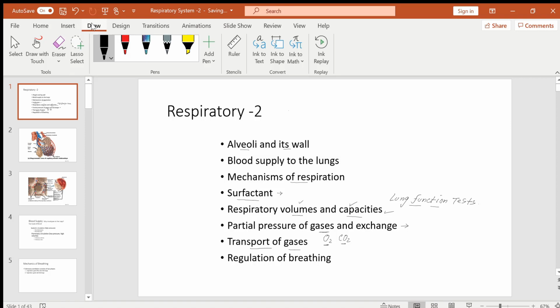Another thing we'll talk about is the transport of gases. You know that blood transports the gases. You already know that. How the blood transports oxygen and carbon dioxide, we'll see that. Then we'll talk about the regulation of breathing. You know, the breathing changes the rate of respiration, right? When you do exercise or when you are stressed, the breathing pattern changes. So we'll see what regulates the rate and depth of breathing.